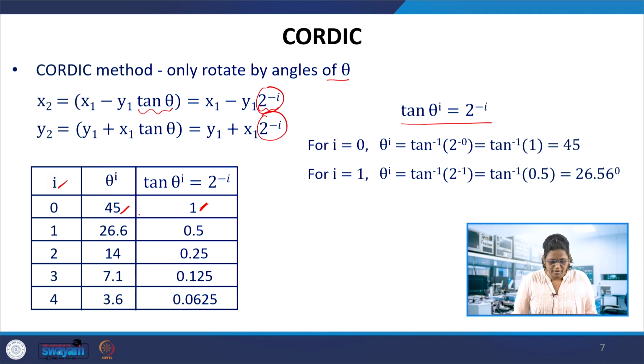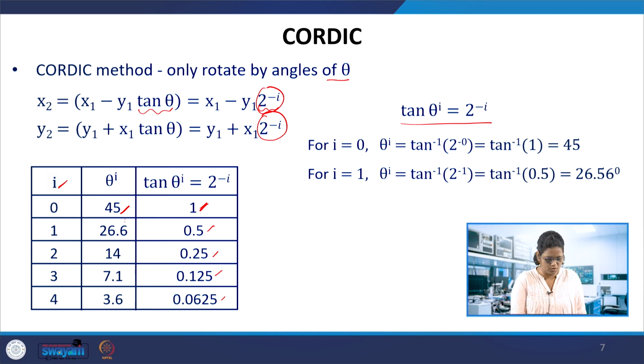So 45 degrees to start with. After that, the angle gets reduced by half: 1 by 2 is 0.5, that is 26.6 degrees, and then the terms 0.25, 0.125, 0.0625. For 2 power 2 it is 1 by 4, 2 power 3 it is 8, so 1 by 8, and then 2 power 4 gives 0.0625. So this can be easily done with shifting.